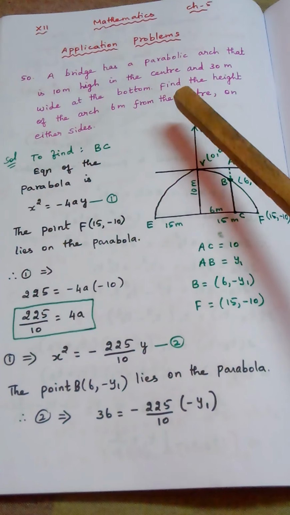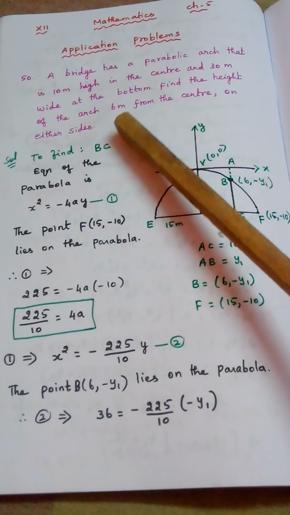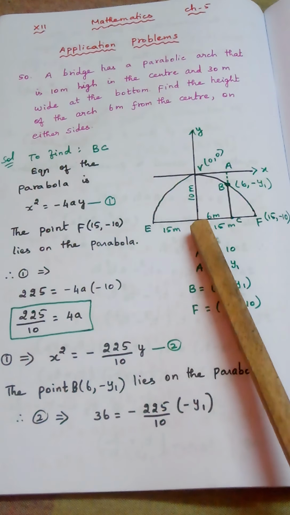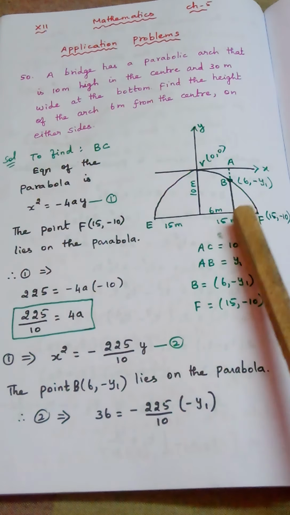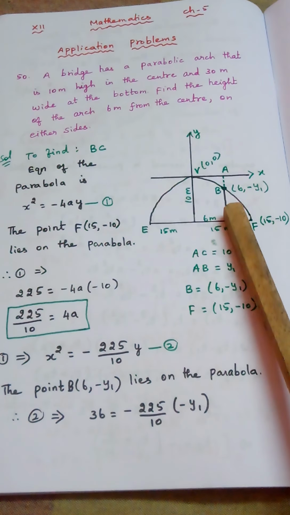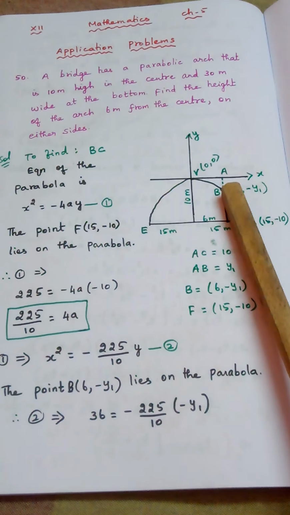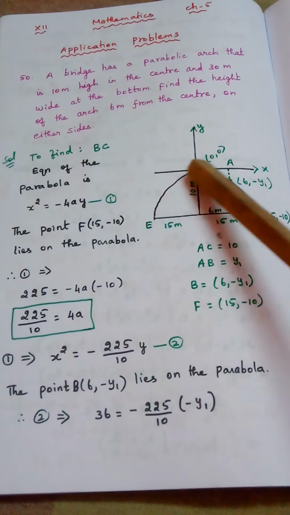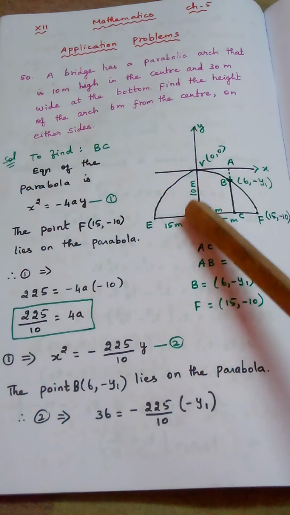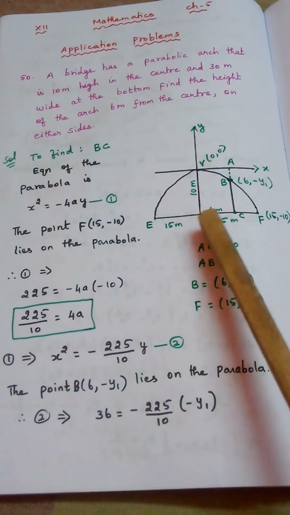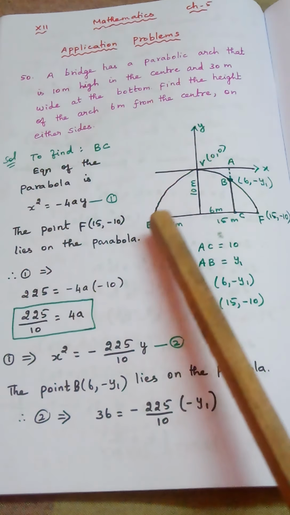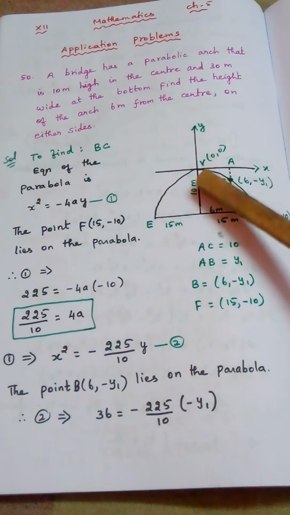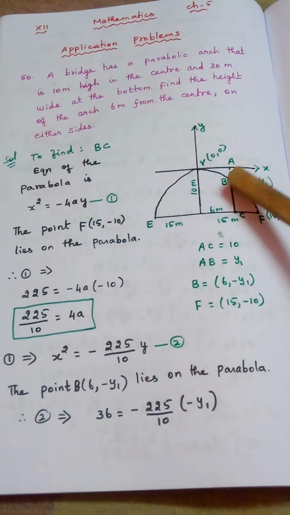The other thing we need to find is the height of the arch 6 meters from the center on either side. So this is considered to be the center. From the center we should move 6 meters, and from there we have to find the height of the arch. Again, I repeat, this is the parabolic arch of a bridge. The center height is 10 meters. From the center we should move 6 meters to either the right side or the left side. We have done it on the right side, and from there we have to calculate the height of the arch.